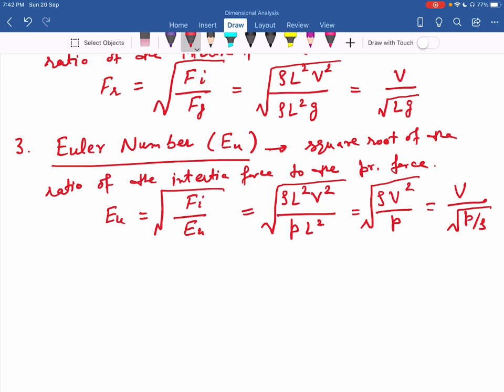Okay, so there is one coefficient, that is the pressure coefficient. We write it as Cp, that is 2 times the pressure force divided by the inertia force. And another parameter is the pressure coefficient.